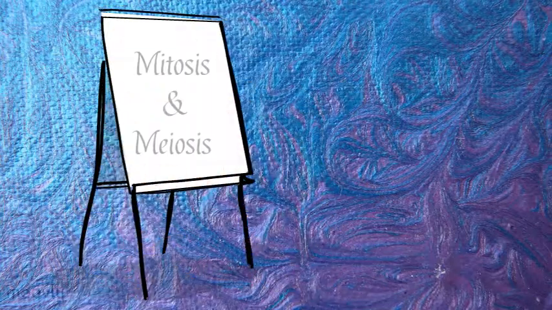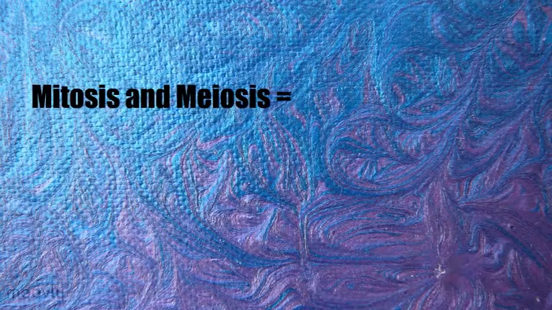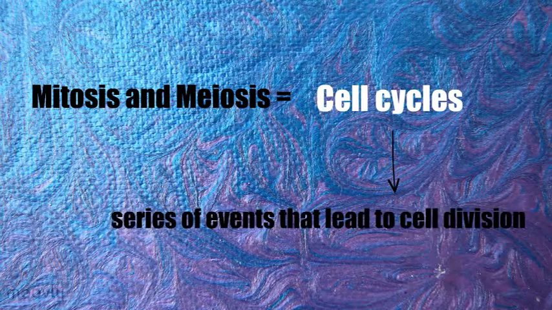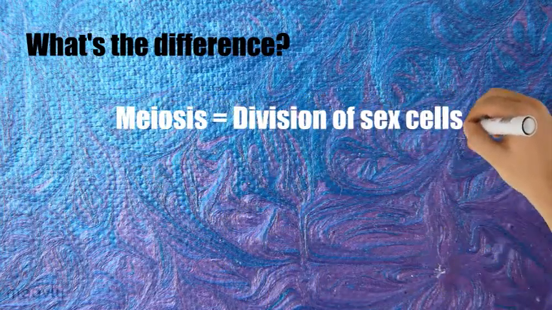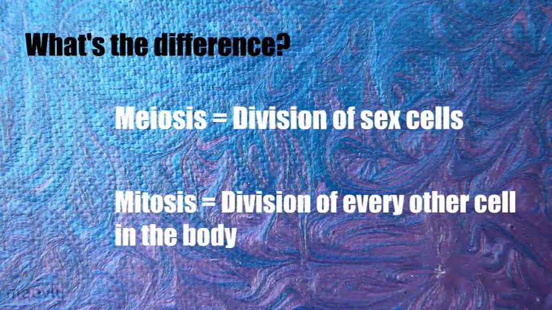In this video, I'm going to talk about mitosis and meiosis and the differences between the two. Both mitosis and meiosis are cell cycles, which is a series of events that lead to cell division. The main difference between the two is meiosis is used for the cell division of sex cells, whereas mitosis is used for every other cell in the body.